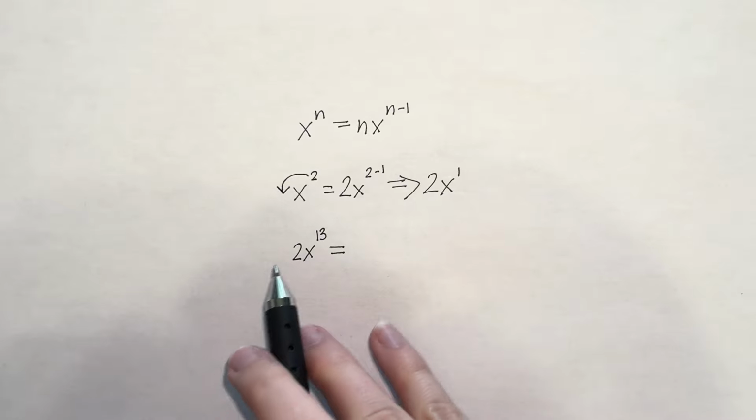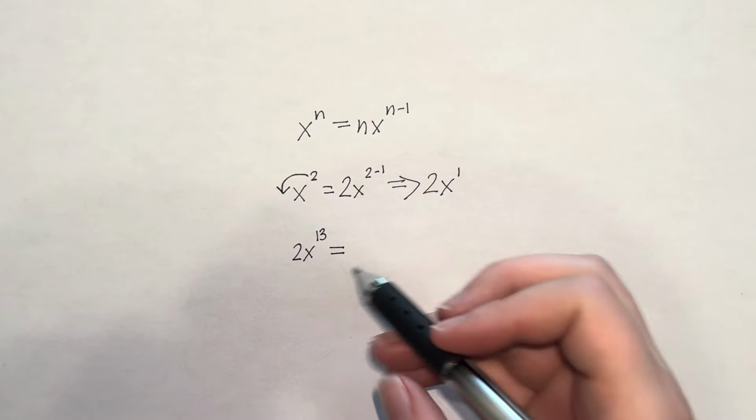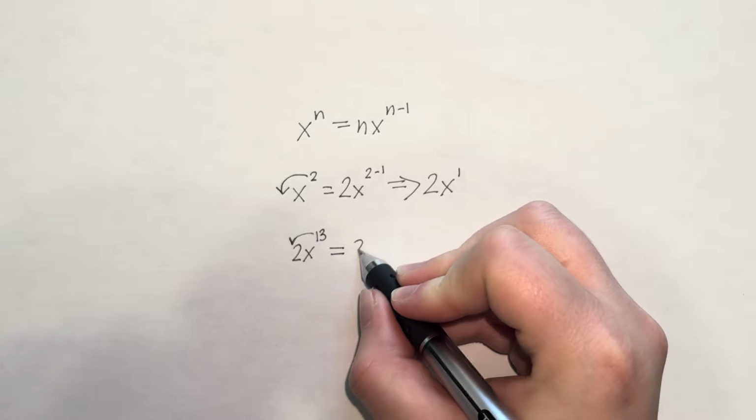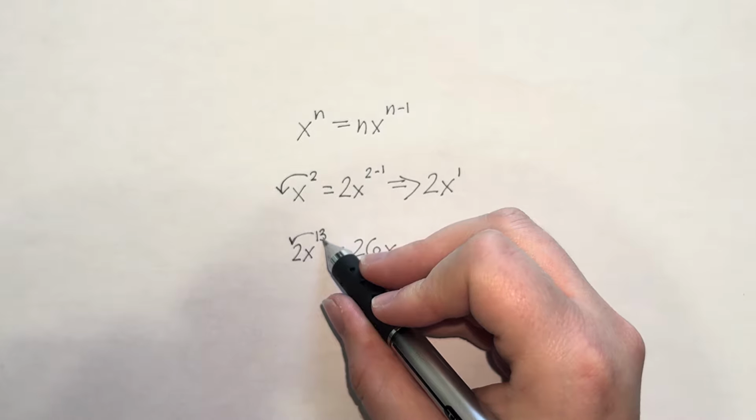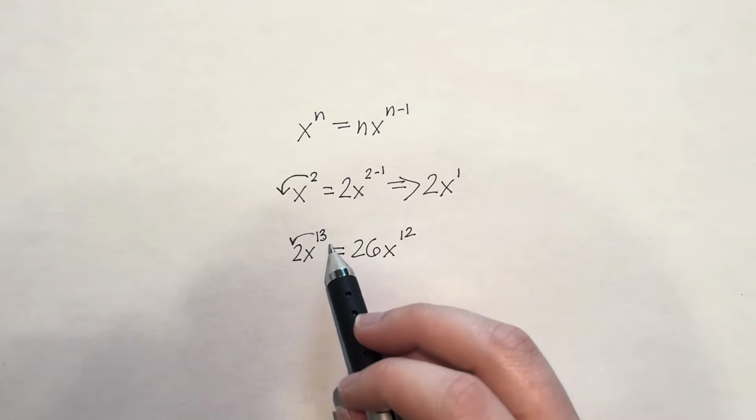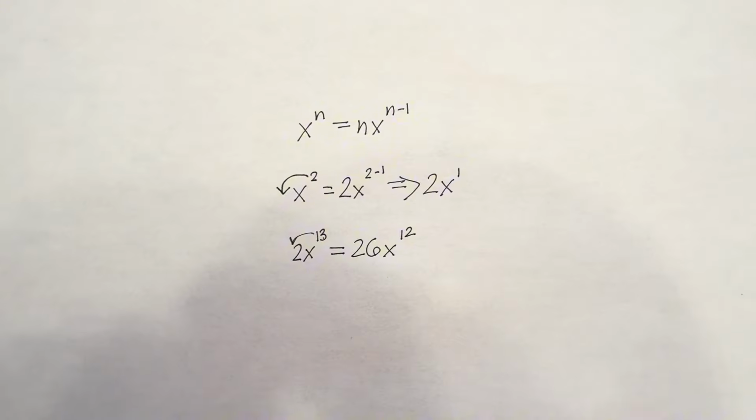What if we are given 2x to the power of 13? Well, once again, we use the power rule. We drop our 13 in the front, so 2 times 13 is going to give us 26, x, n minus 1, 13 minus 1, 12. So the derivative of 2x raised to the power of 13 is 26x raised to the power of 12.